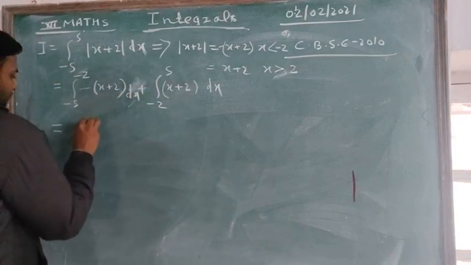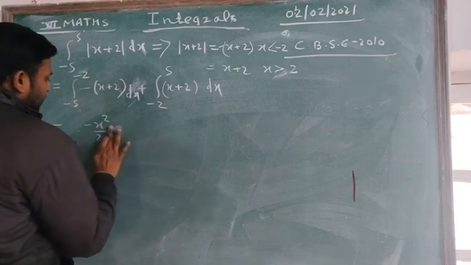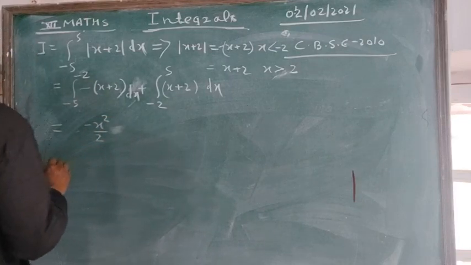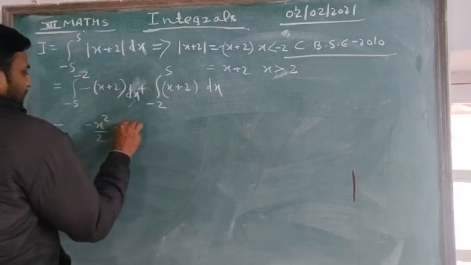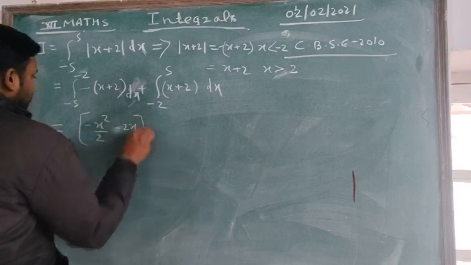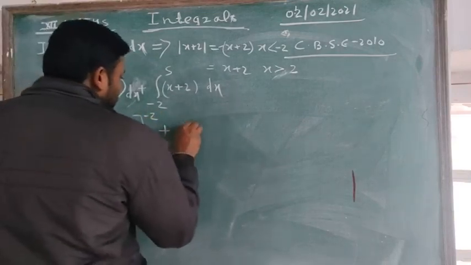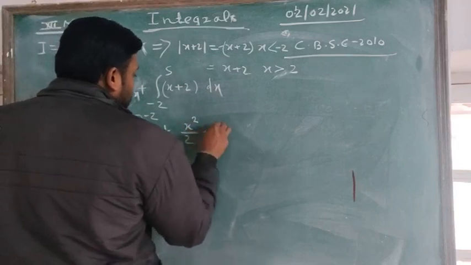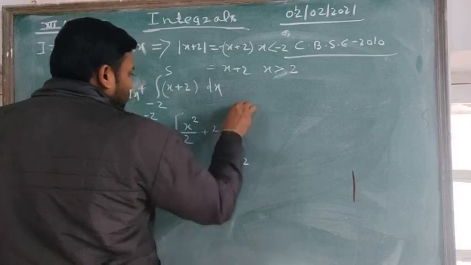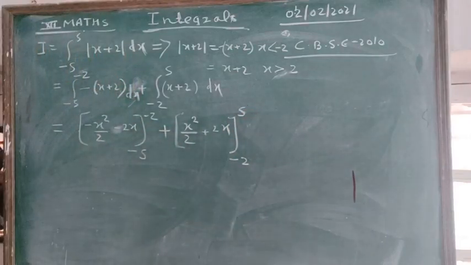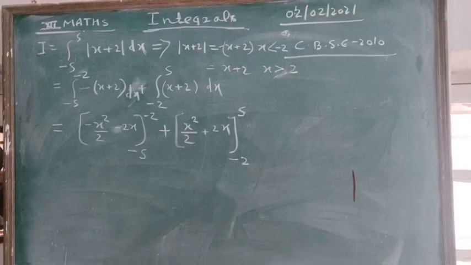So when we integrate this, we get minus x square by 2, and this is minus 2 and minus 2, and this is x, and its limit is from minus 5 to minus 2, and plus this is x square by 2 plus 2x, and its limit is from minus 2 to 5. Okay students, now we put the value of limit and get our result.